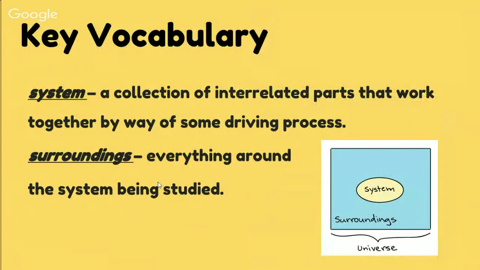So the key vocabulary we're going to write down for right now are systems and surroundings. Now a system, again, is just a collection of interrelated parts that work together by way of some driving process. Surroundings are everything around the system being studied. So we're going to talk a lot about system and surroundings as we talk about our systems.